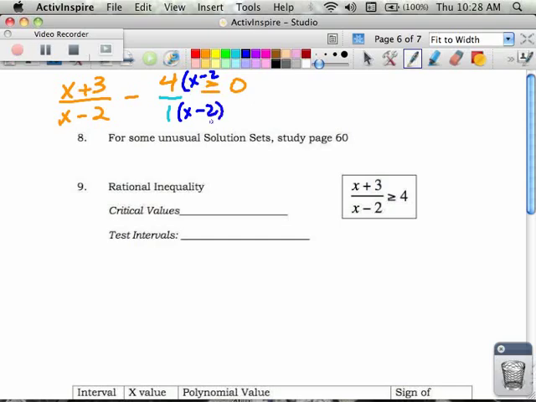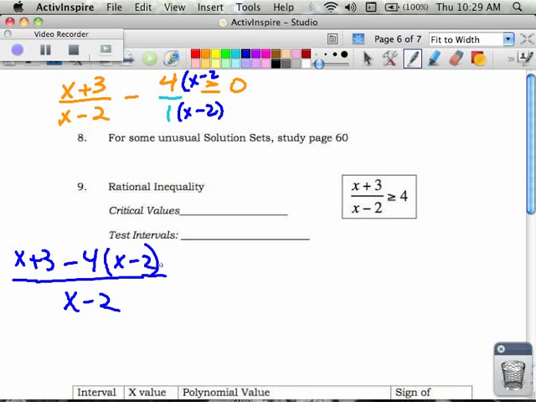When I do that, my common denominator is going to be x minus 2, right? Because both fractions now have x minus 2. Do you see it? The first fraction never changed, so it's just x plus 3 from that fraction. The second fraction has a minus sign, and then it's 4 times all of that stuff. Don't forget that the minus 4 is times all of that stuff, the x minus 2. And then, of course, you have your greater than or equal to 0.